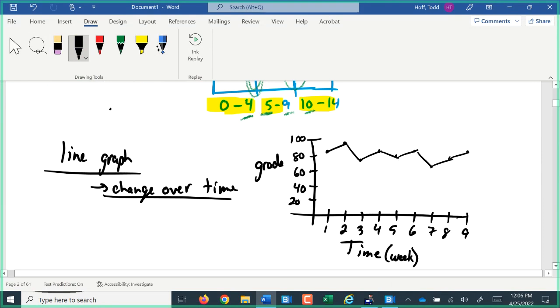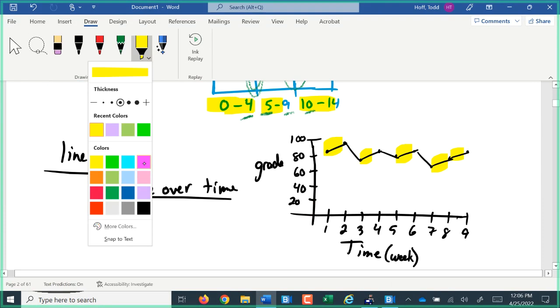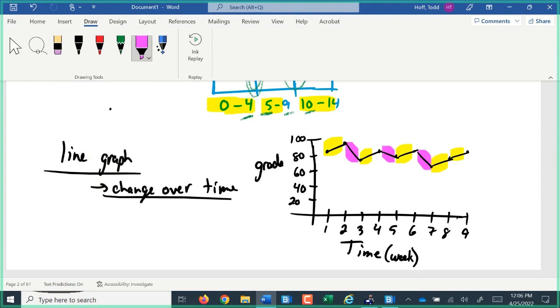Now, one mistake that is commonly made is people want to do this. They want to connect that back there. That's not true. Your grade was never a 0 in the course. That's not a real data point. Now, these line graphs, there's a couple of things they're very useful for. One is we can see when your grades were going up or down. We can see the positive slope. That's when your grade was on the increase. We can see the negative slope. That's when your grade was falling or on the decline.